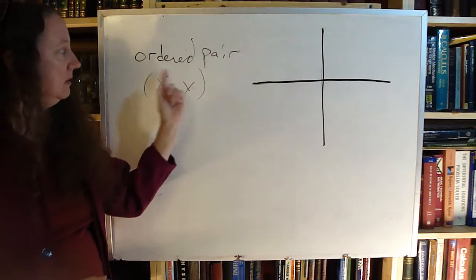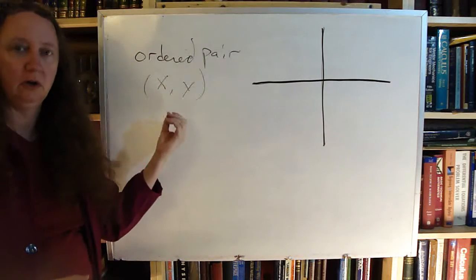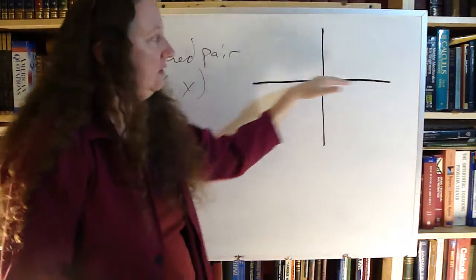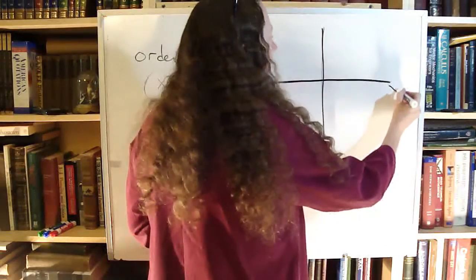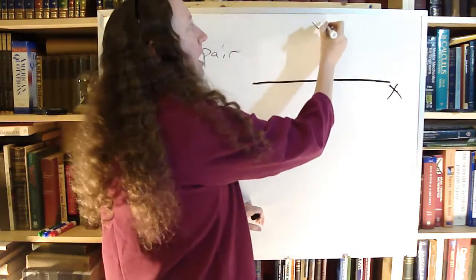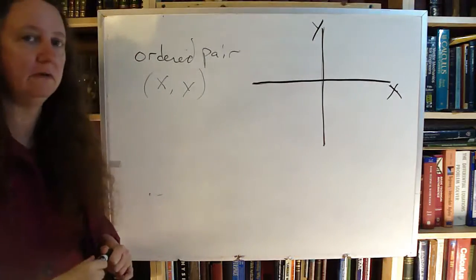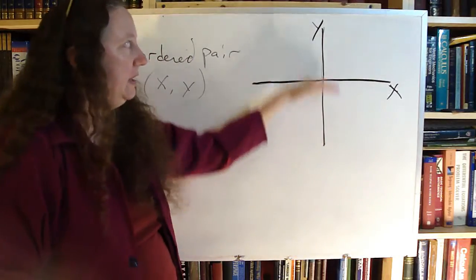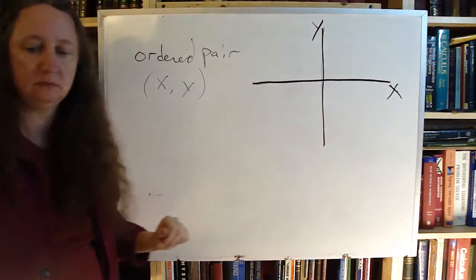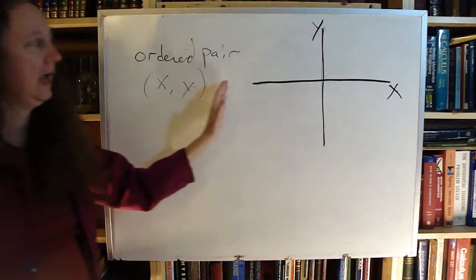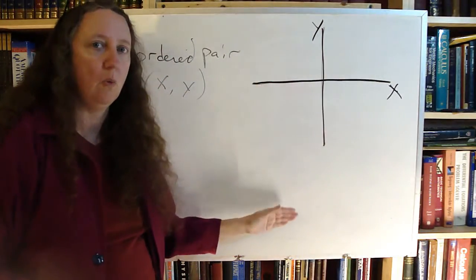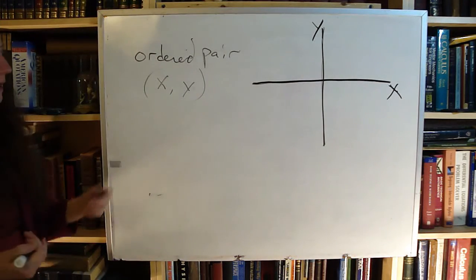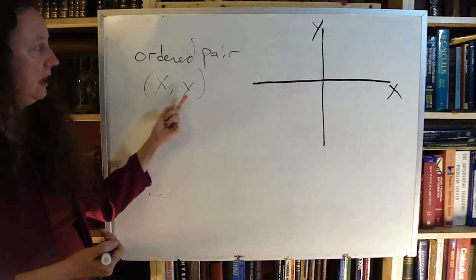An ordered pair is a set of coordinates on your x-axis and your y-axis on a graph. The x is the one that goes left and right. The y is the one that goes up and down. X is horizontal, y is vertical. We write the x part first and then the y part.